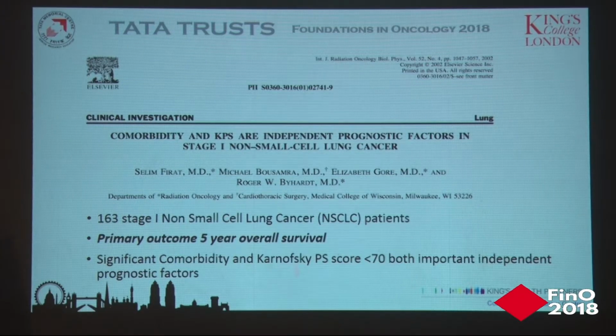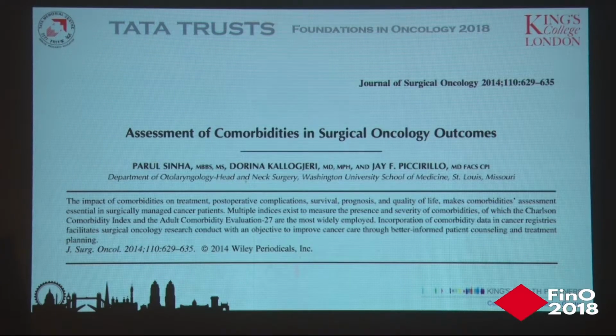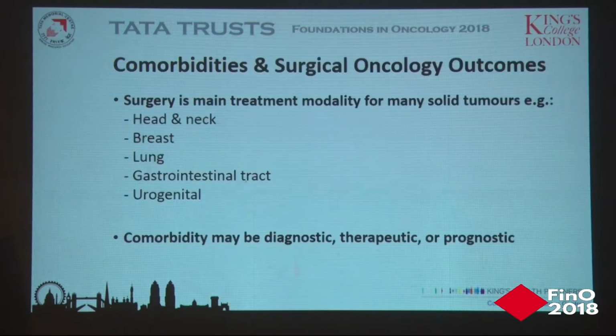That's another paper looking at the role of comorbidities, and this is a head and neck paper, which again showed that if your Charlson comorbidity index score was high, it affected your overall survival. The ECOG status, though, was not associated with overall survival, but acted as an effect modifier between the two. It didn't affect cancer-specific survival, so that's another thing to take into consideration. So this is a good paper that I would suggest you read, because this specifically looked at assessment of comorbidities in surgical oncology, which is important.